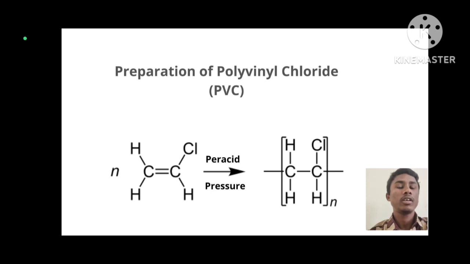Preparation of polyvinyl chloride. Polyvinyl chloride is obtained from a water emulsion of vinyl chloride under pressure, in the presence of hydrogen peroxide or benzoyl peroxide.